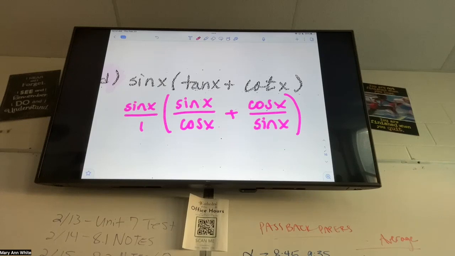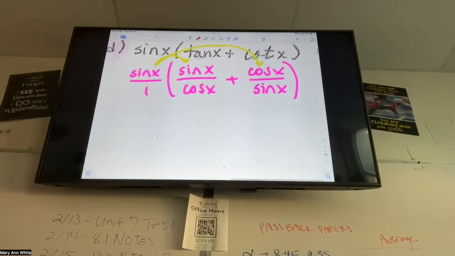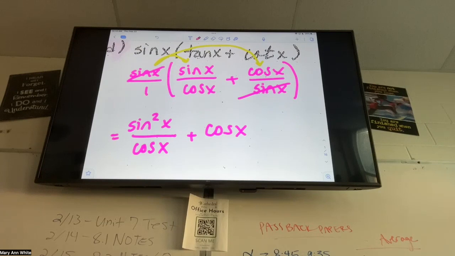Now, you could get those fractions in that parentheses with like denominators and add them up. What I would rather do is distribute that sine to everything. So I'm going to multiply each of those by sine. When I multiply sine over cosine times sine, I'm going to get sine squared x over cosine x. Okay, you good with that? Sine over 1 times cosine over sine. Those sines are going to cancel out, and so I'm just going to be left with cosine. All right, we multiplied it through.